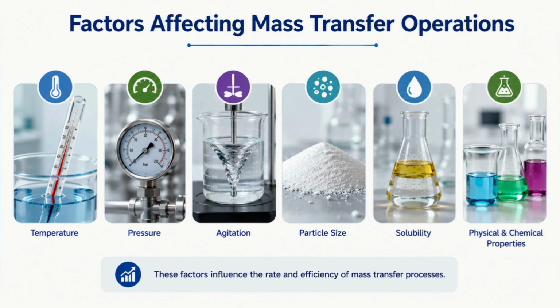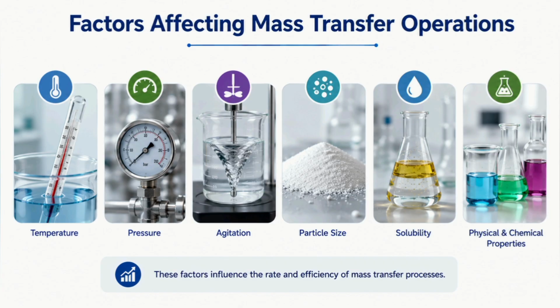So several factors influence the efficiency of the mass transfer operations. One major factor is the concentration gradient. A higher concentration difference increases the transfer rate here. Temperature is another important factor, because higher temperature increases molecular motion. Surface area also plays a major role. Smaller particles provide a larger surface area and a faster transfer rate.